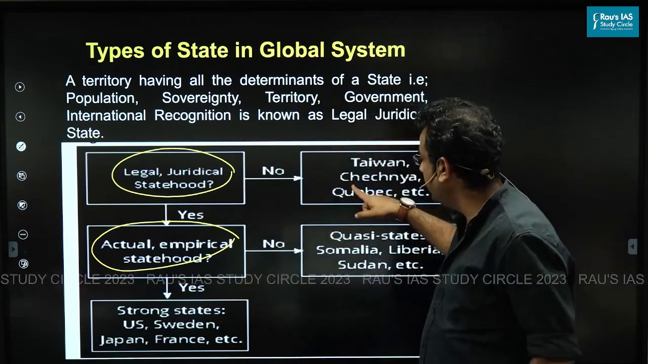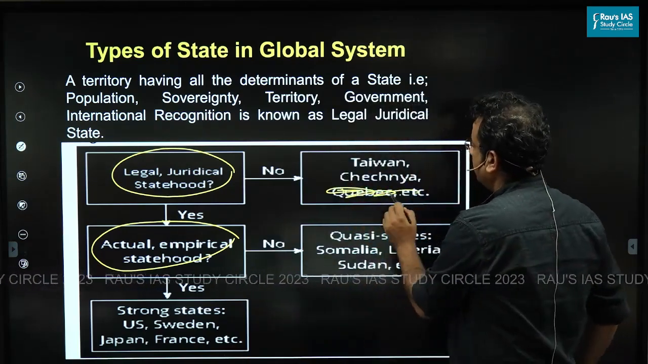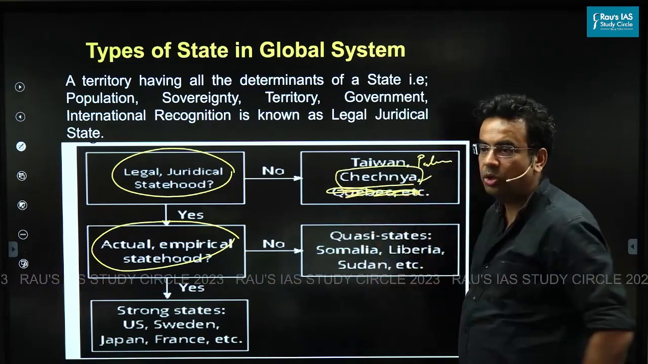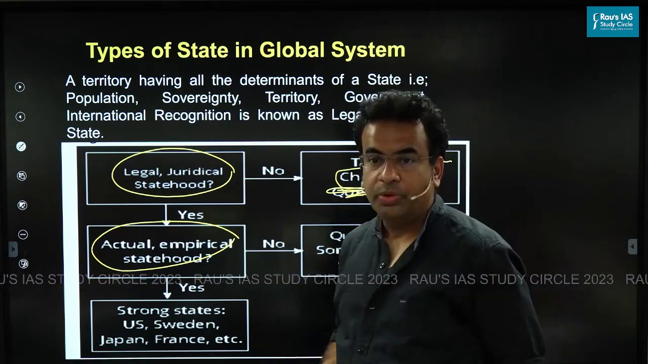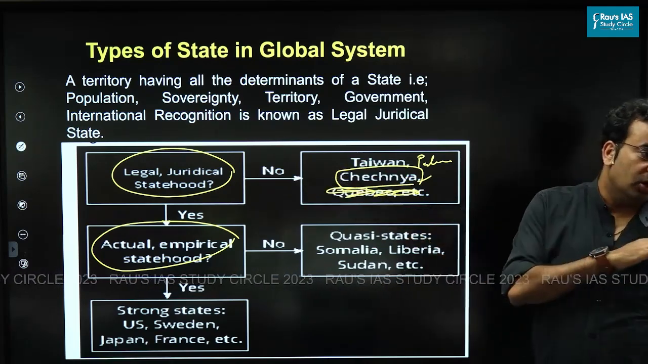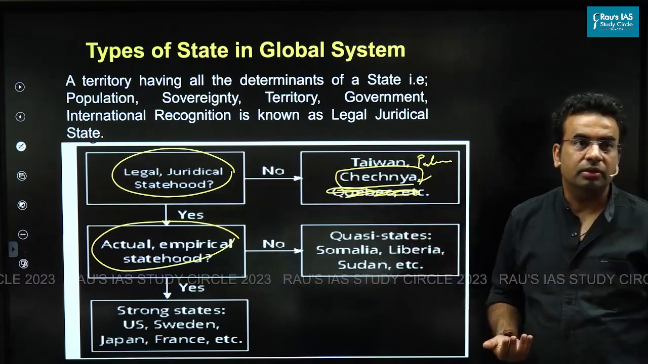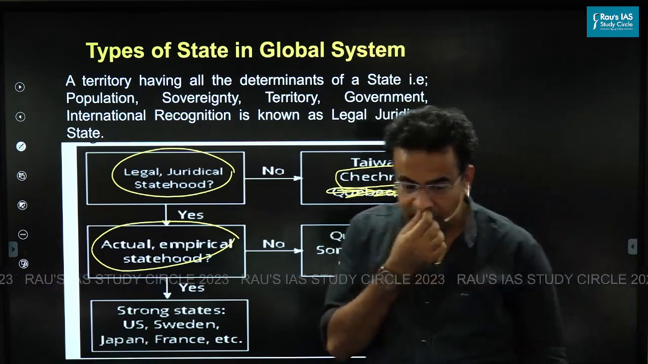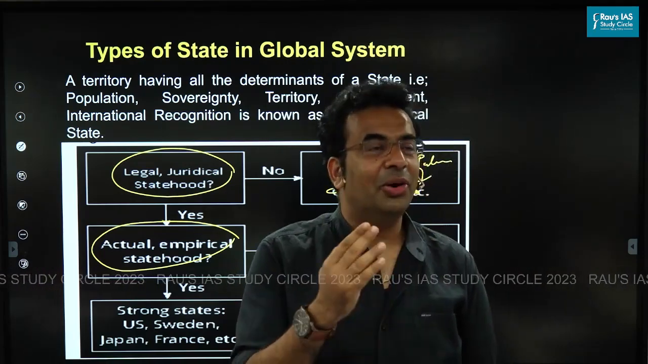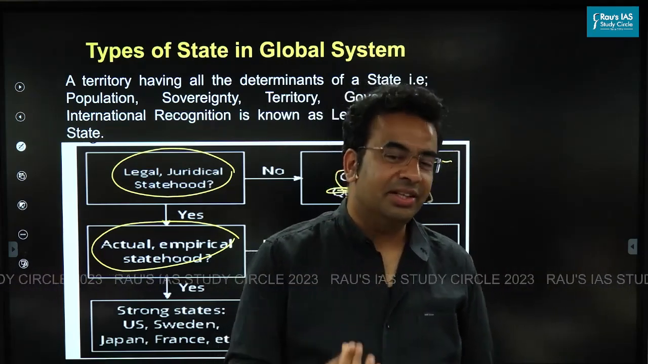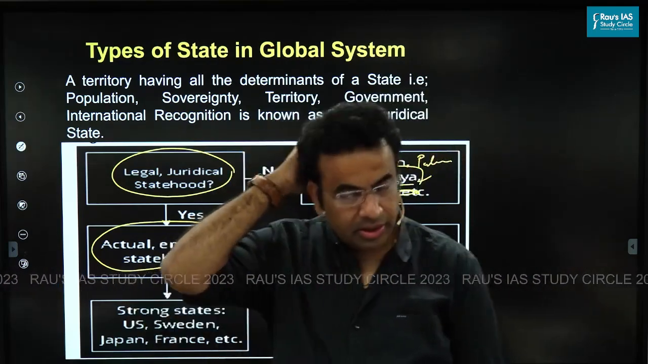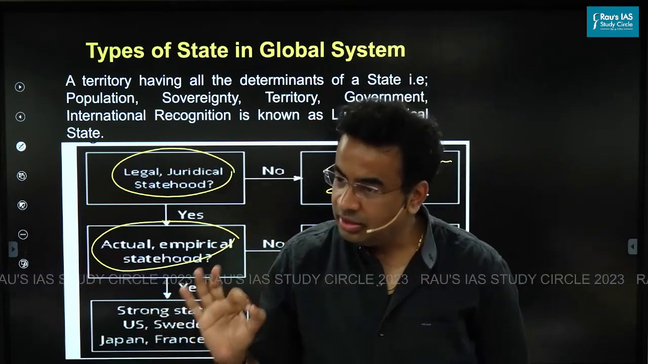Which are not legal juridical? Taiwan, Palestine, Chechnya region of Russia. They are not state. Kosovo, you can write Kosovo also. Who are legal juridical? All 193. Sir, please repeat the definition. Territory having all 4 elements and international recognition are legal juridical. Okay, so all 193 countries are legal juridical.